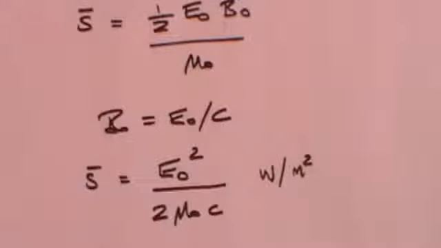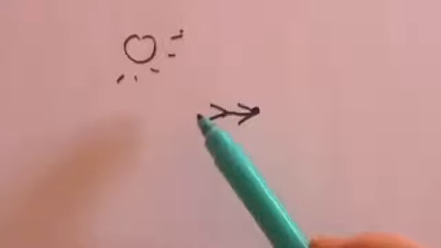So the Poynting vector is a measure of the power measured in watts per metre squared, or if you like, since watts is joules per second, it is a measure of the energy per second per metre squared being conveyed by the electromagnetic radiation through space.